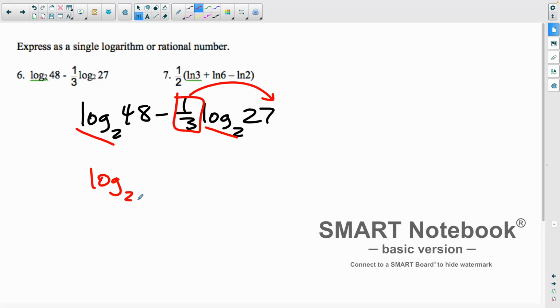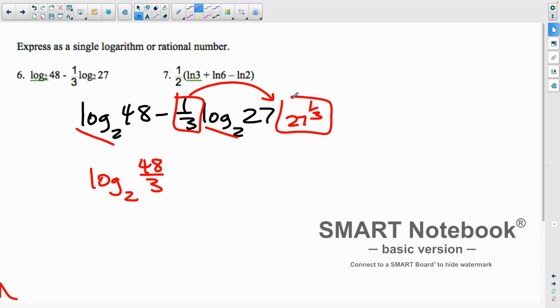So log base 2 of what's gonna happen when I put the 48 and the 27 to the 1/3 together? It's gonna be divided. Since it's subtraction, I'm gonna divide. Okay? So I'm gonna take 48, and then this is gonna be 27 to the 1/3. What does it mean to take something to the 1/3 power? Cube root. That's right. I'm gonna cube root. What is the cube root of 27? 3. 3 times 3 times 3 is 27. So this is gonna be a 3 that's here. 27 to the 1/3 is 3.